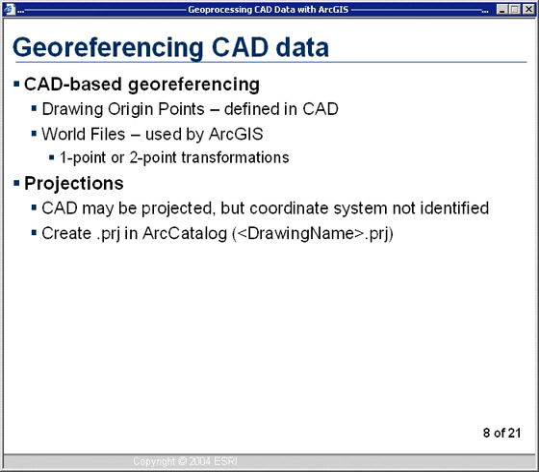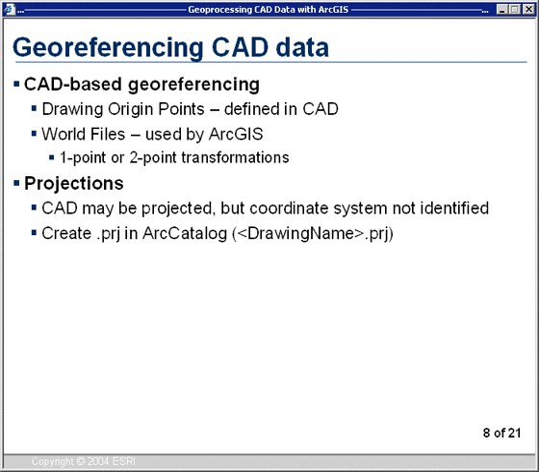If your CAD data is projected, you need to create a .prj file in ArcCatalog. The key point to be made, and I'll make it here and again in the software demo, is that you need to store that new PRJ file with the same name as the CAD drawing file. That will tell ArcGIS what the projection system is, and you can then have the CAD data line up with your existing GIS data.